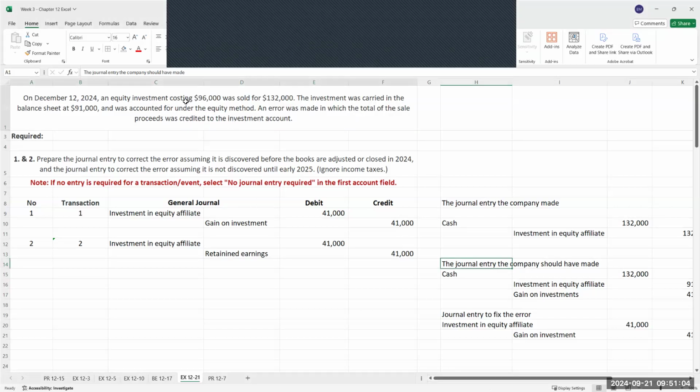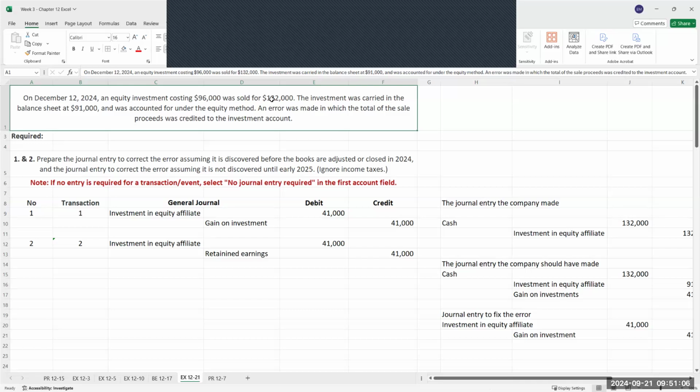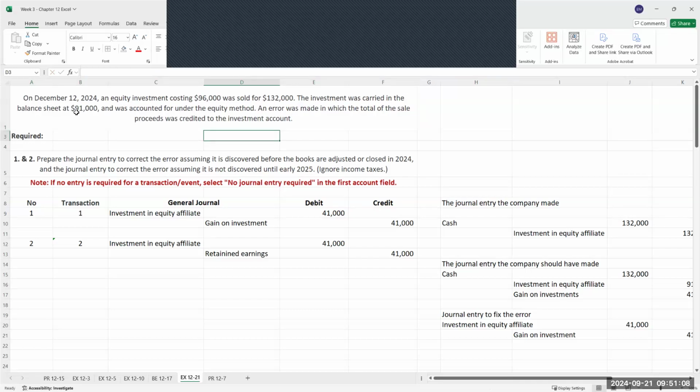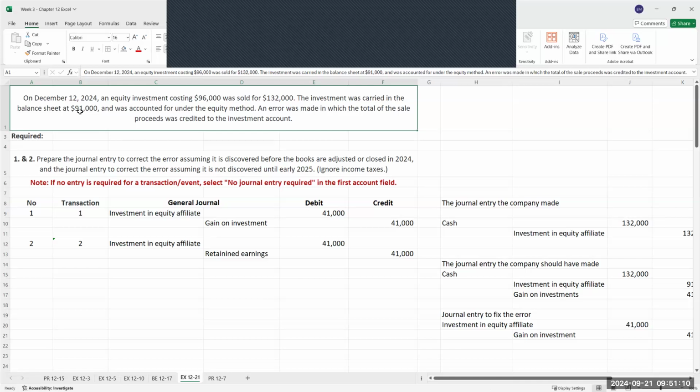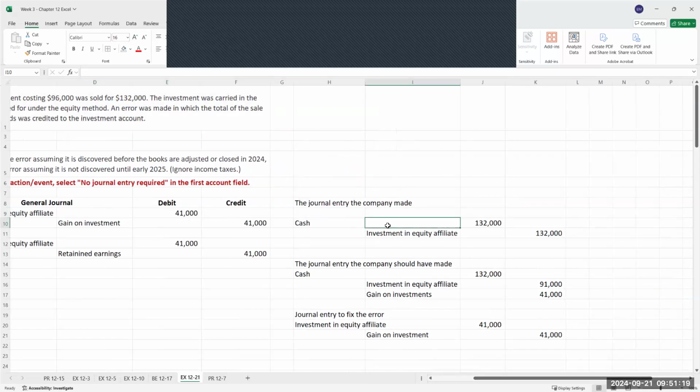the fact pattern. There was an investment that cost 96,000. It was sold for 132,000. And the investment was carried at the balance sheet for 91,000. They made an error. The total sale price was credited to the investment account. So this is the journal entry that the company made. They debited cash for 132,000. And they credited the investment in equity affiliate account for the total sale.